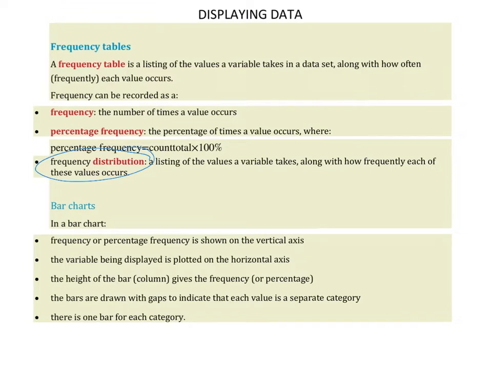Now, let's start with a bar chart. A bar chart is for categorical data. And what is a bar chart? Well, there are some pretty important things about a bar chart. Frequency is always on the vertical axis. That's really important. Always on the vertical axis.